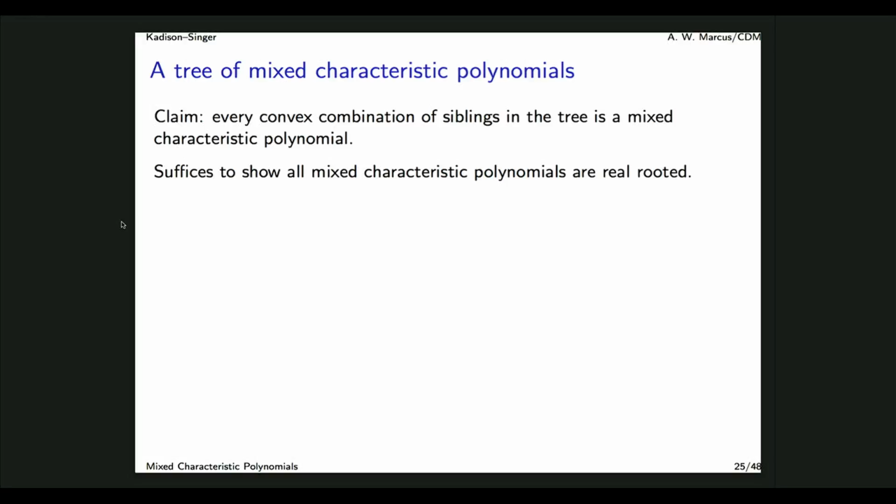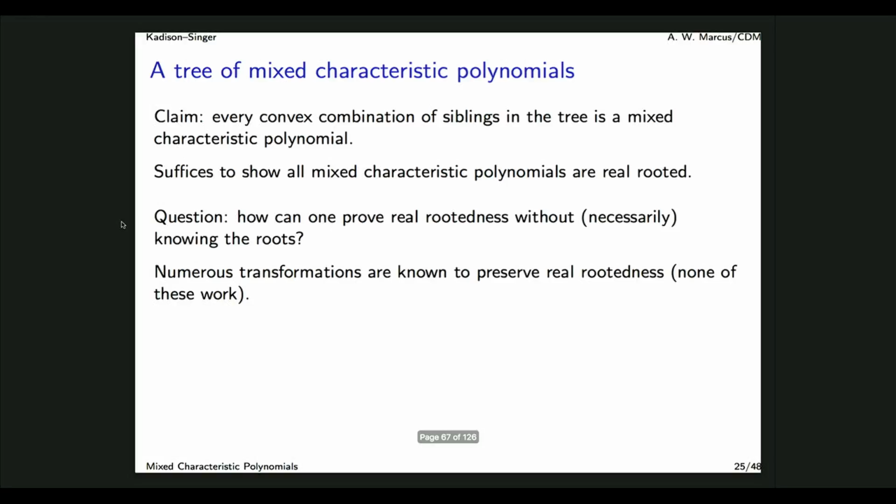So if we can show that all of the mixed characteristic polynomials are real rooted, then we're done, right? Because this is exactly the condition we wanted, which was to show that all of these convex combinations are real rooted, so this is how we're going to do it. So this brings about a question. How can one prove real rootedness without necessarily knowing the roots? Typically, you would want to know the roots to be able to test whether they're real.